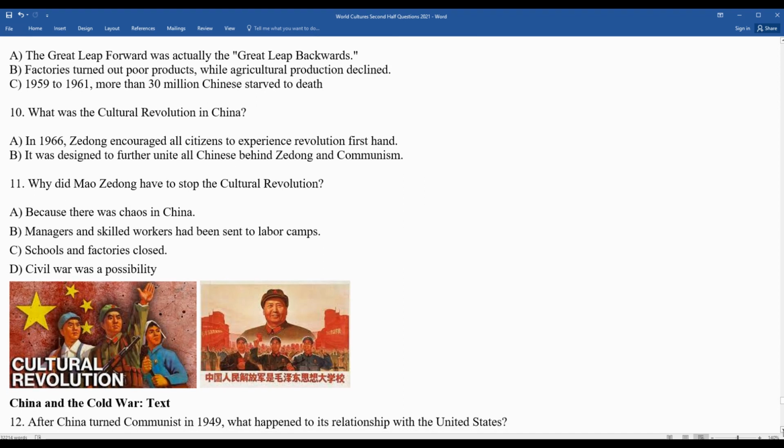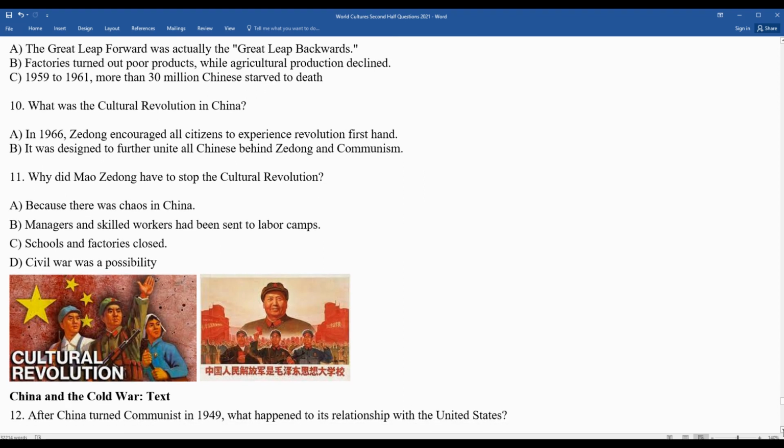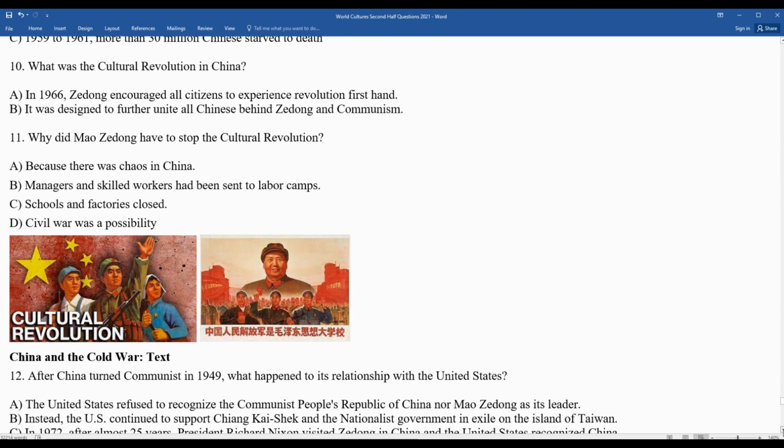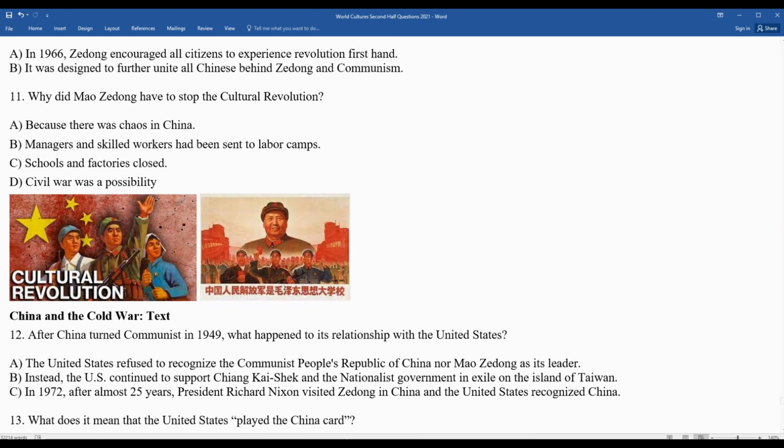12. After China turned communist in 1949, what happened to its relationship with the United States? It's kind of one of the more interesting things in world history. The United States just refused to recognize the Communist People's Republic of China. They did not recognize Mao Zedong as its leader. Instead, the United States continued to support Chiang Kai-shek and the nationalist government in exile on the island of Taiwan. In 1972, after 25 years, President Nixon visited Mao Zedong in China, and the United States officially recognized China.